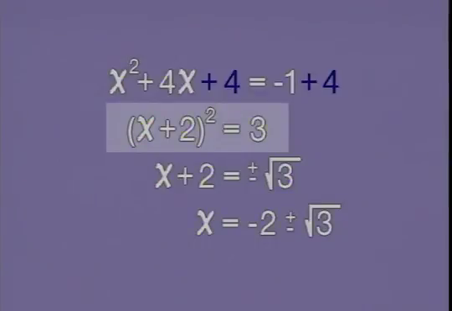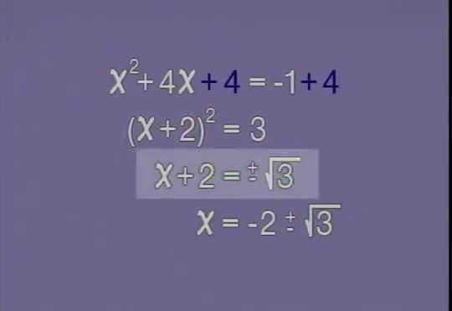And now we're kind of back to where we were at the very beginning. We have something squared equal to a number. What do we do? We take the square root of both sides. The square root of x plus 2 squared is x plus 2. Why? Because the square root of a square means you do something and you reverse it, and you're back to where you started from. So if I take the square root of x plus 2 squared, I get x plus 2.